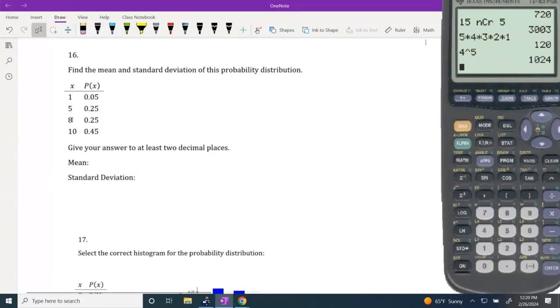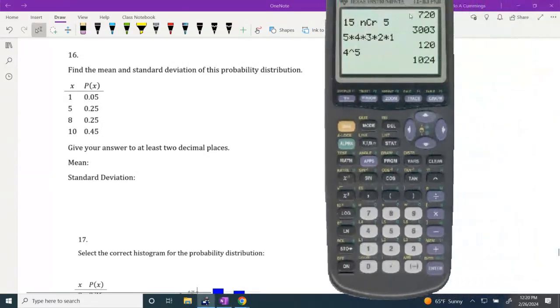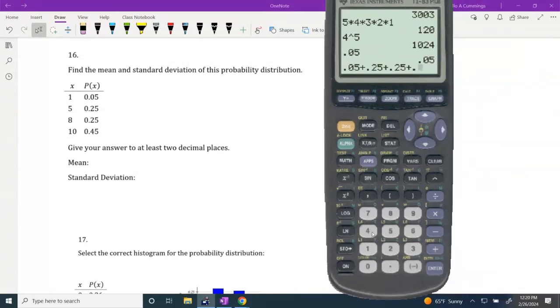So I'm just going to check this out. If I take 0.05 plus 0.25 plus 0.25 plus 0.45, we should get 1. Your probabilities must add up to 1. So they're not pulling any tricks in this one, where it's not adding up to 1. So we have to find the mean and the standard deviation.